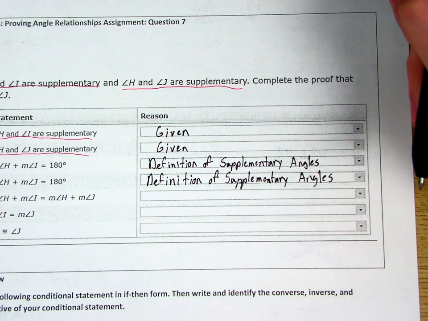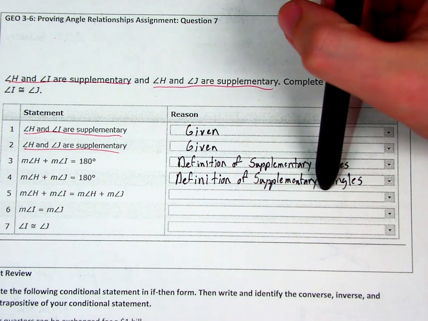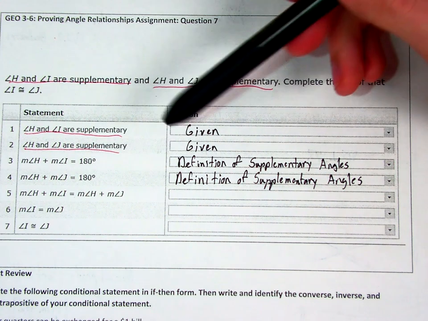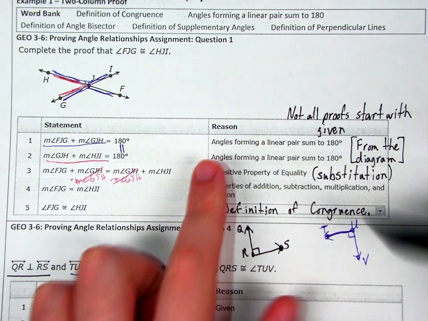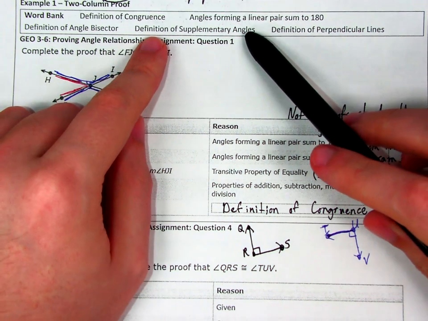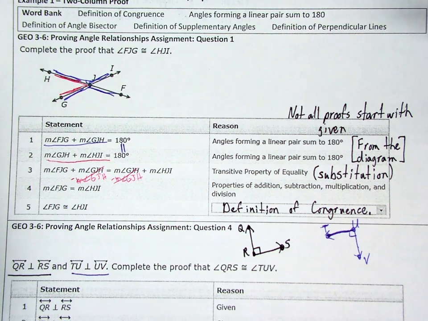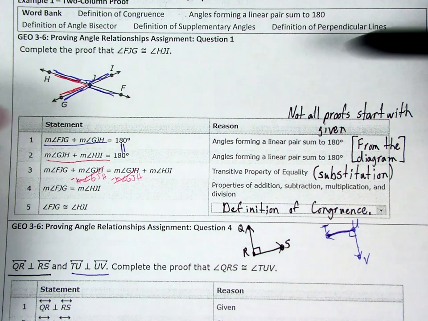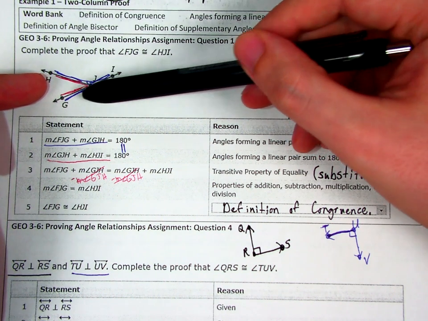There was a very good question asked by some people who've already completed this, asking why aren't we using linear pairs like we did on number 1 here. The best reason I can give for why we're using the definition of supplementary angles and not angles forming a linear pair sum to 180 is we don't have a picture. Here in our picture, we see the two angles are actually making a straight line. So we know that they make 180 degrees.